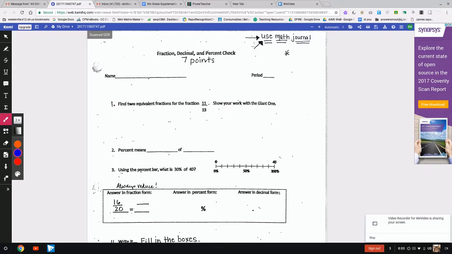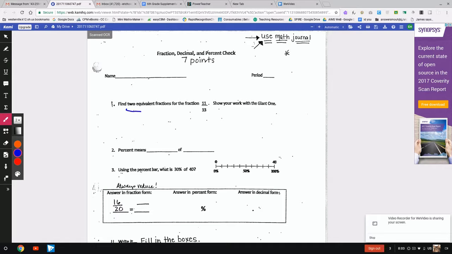The first part here we have is your fraction decimal percent check quiz. I'm not going to go over it too much because it is a quiz, but I still will give you hints and maybe a few answers. But just always remember we have an answer key attached on the Google Classroom, so check your work. So there should be no excuse for you to miss any points on this.